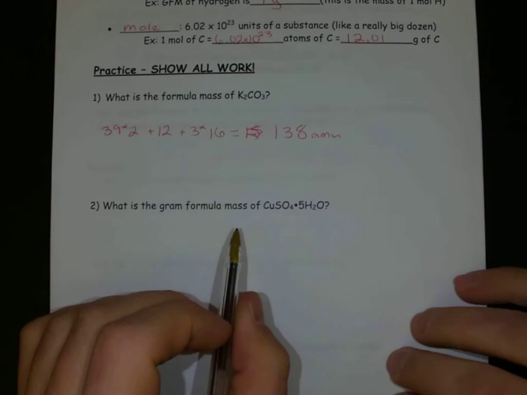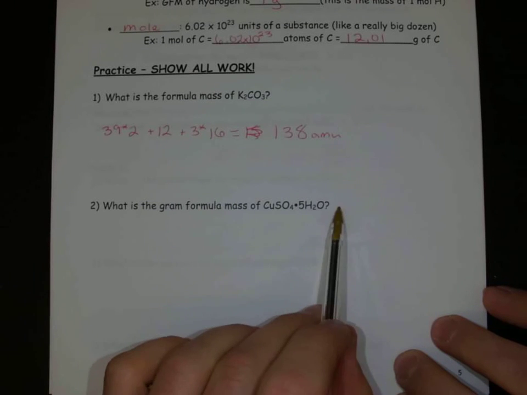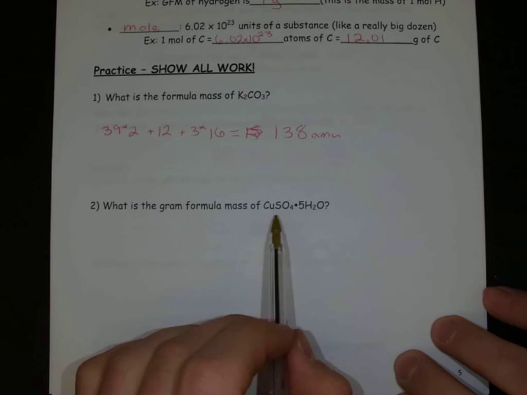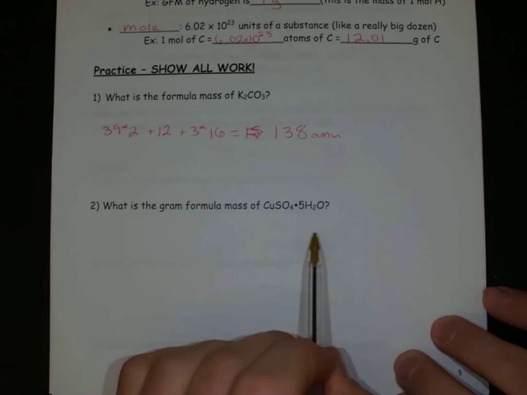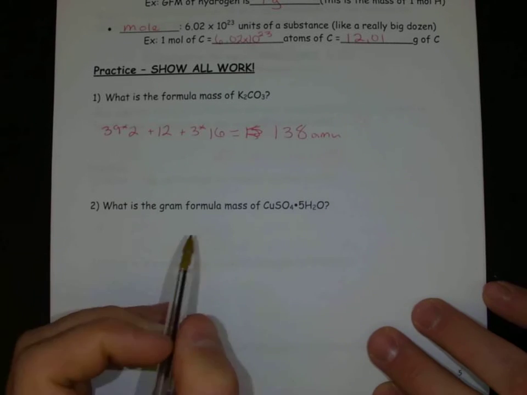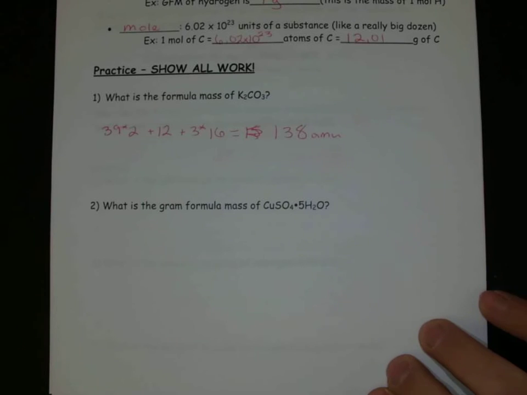But if I come down here to this second question, now I'm asked for the gram formula mass, okay? So we're going to calculate the gram formula mass of this copper sulfate pentahydrate. So this is an ionic compound that actually just has some water trapped in it, okay? We're going to talk about these a little bit later in this unit, okay? But we can kind of just take this as it is and calculate our gram formula mass.